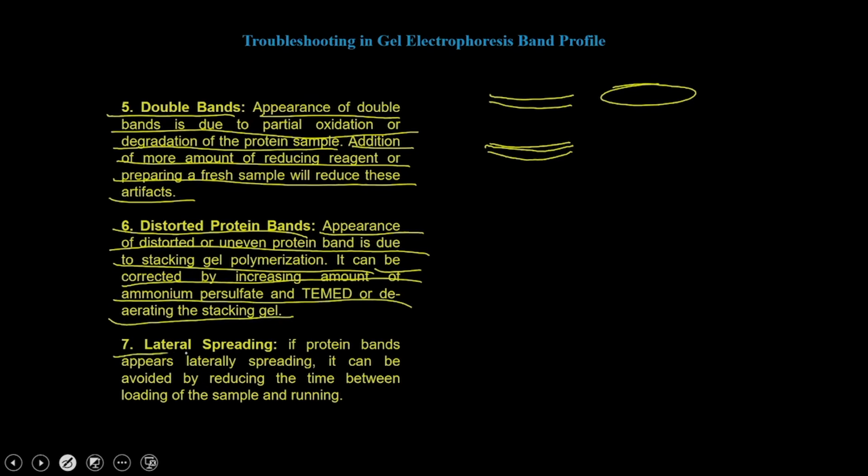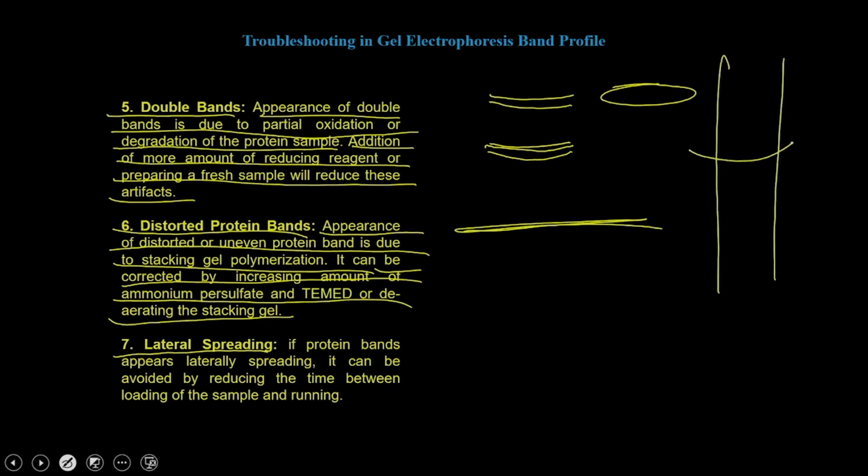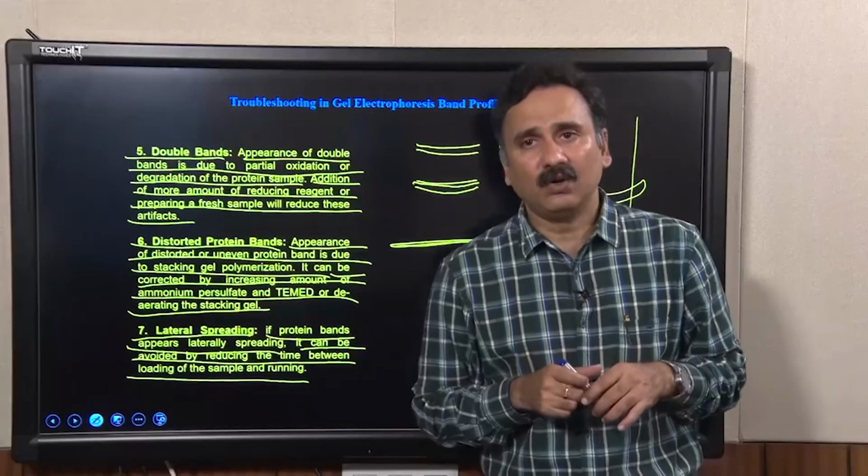Then you have lateral spreading. Lateral spreading means you have a lane and the protein appears like this, spreading outside the lane. If the protein bands appear laterally spread, it can be avoided by reducing the time between loading the sample and running the gel.